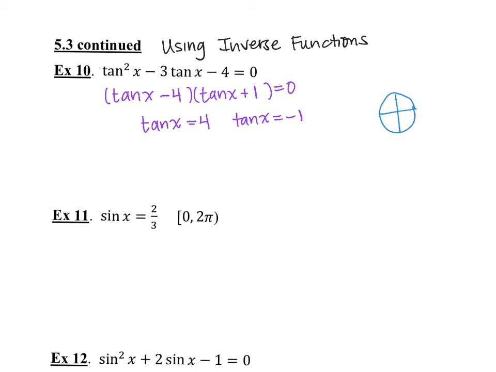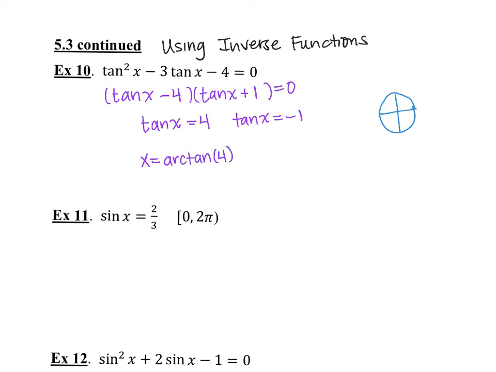Okay, now the tangent of x equals 4. There's nothing wrong with it equaling 4. The problem is I just don't know an exact answer for it. Because I don't know an exact answer for it, I have to use the inverse tangent or the arctangent to find an answer for it. Okay, so if the tangent of x is equal to 4, then x is equal to the arctangent of 4.